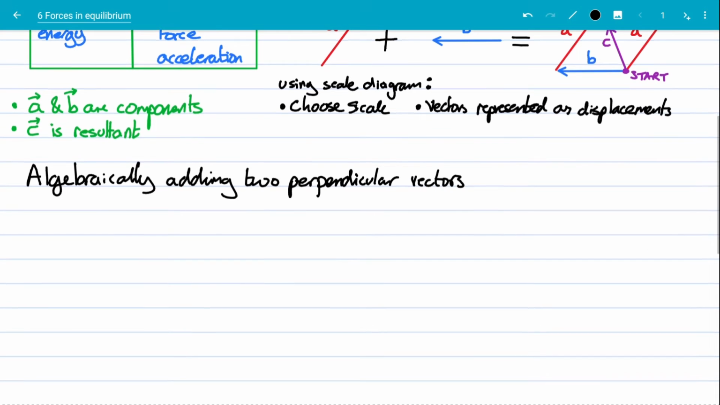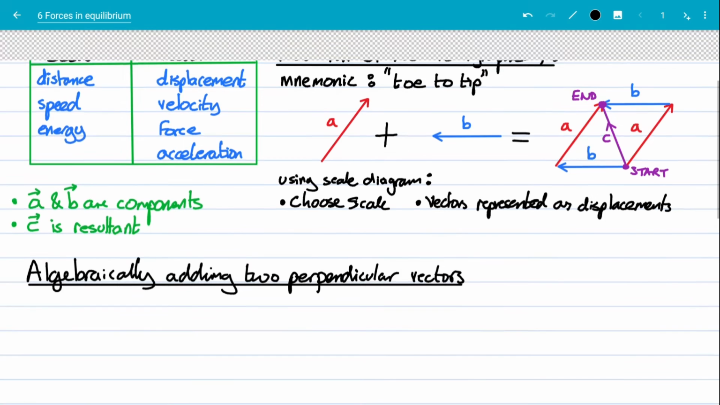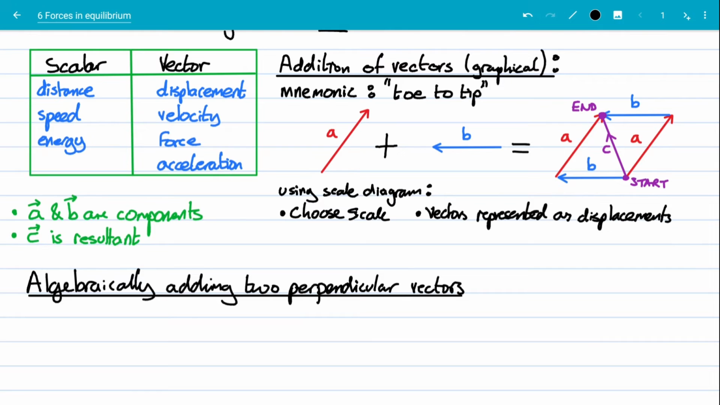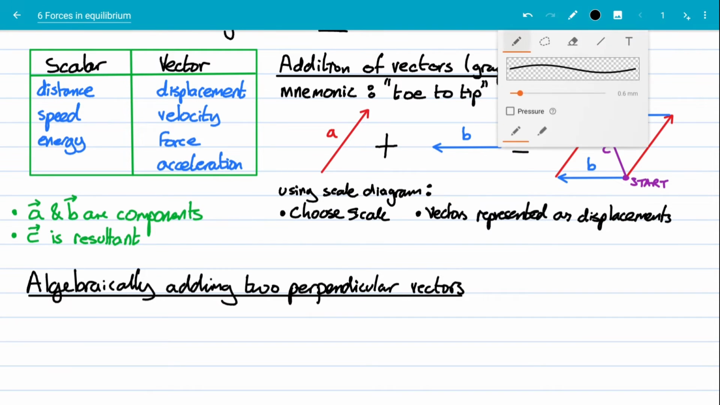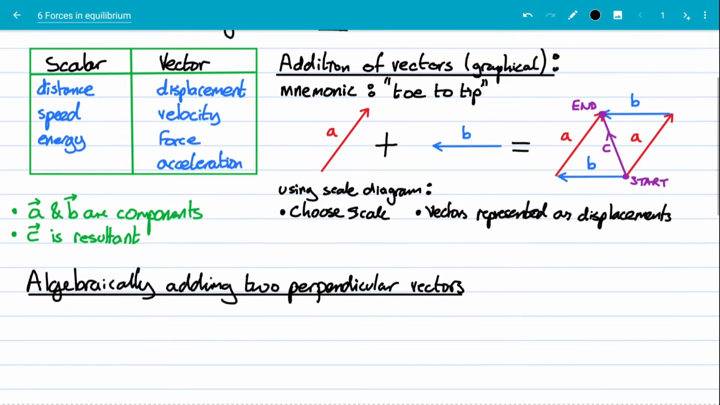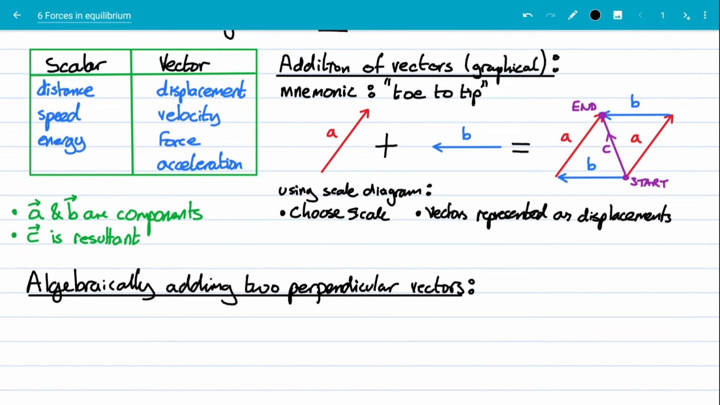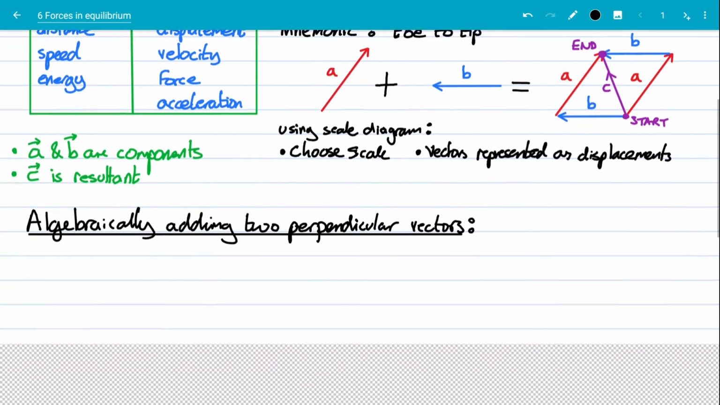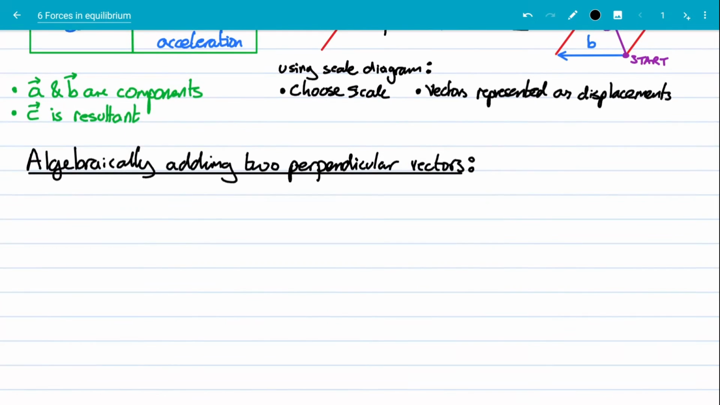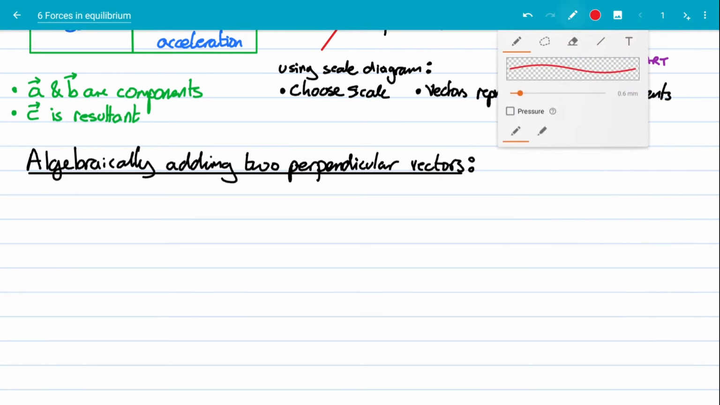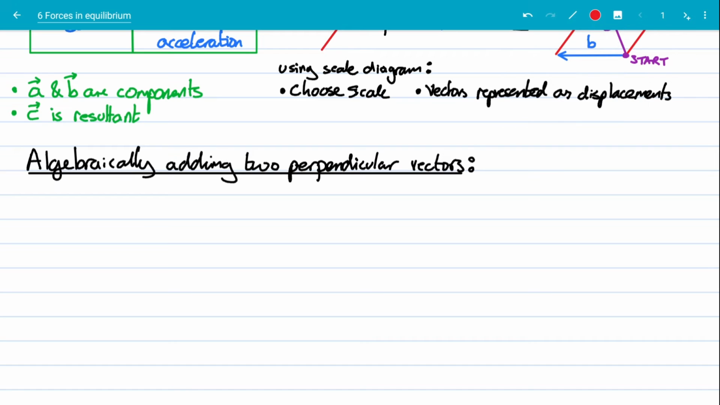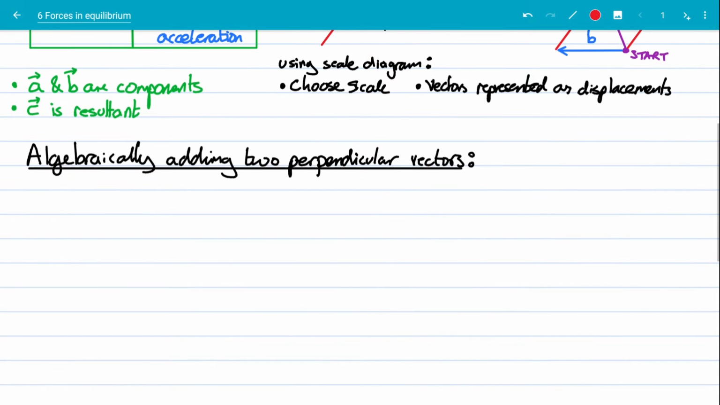Now I should go back a stage actually, because in the graphical addition of vectors, we measured the length of C and used our scale to calculate what the resultant vector's magnitude was. But what about the direction? And in the graphical method, we just lift out a protractor and measure that direction. Whereas when we're algebraically adding two vectors, we've got to be a little bit more careful. So let's say we're adding two vectors. Let's use the same notation, A and B. We're going to add vectors A and B, and they happen to be perpendicular.